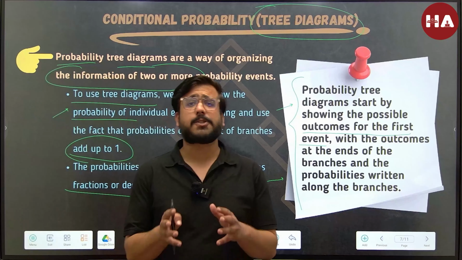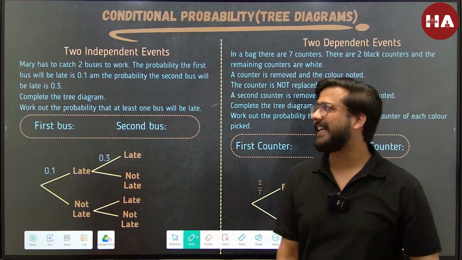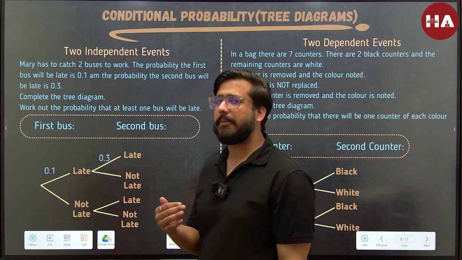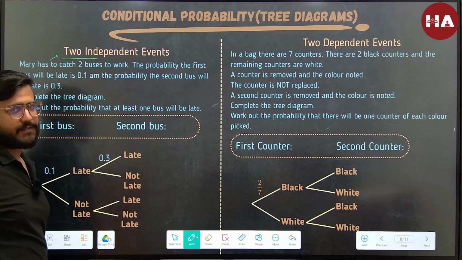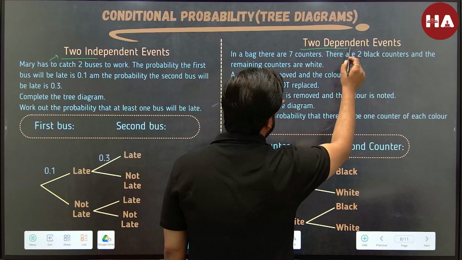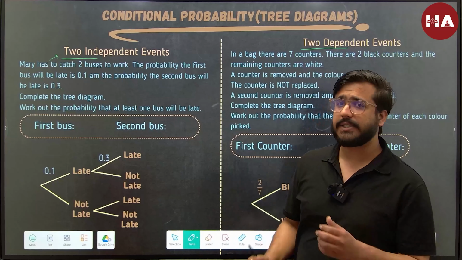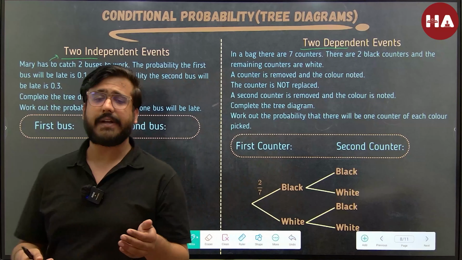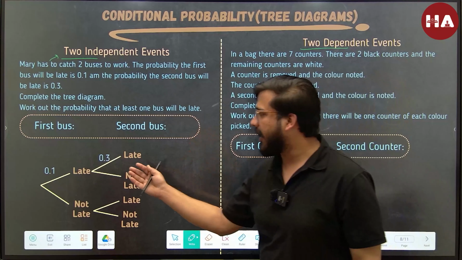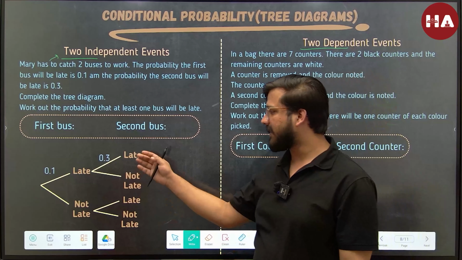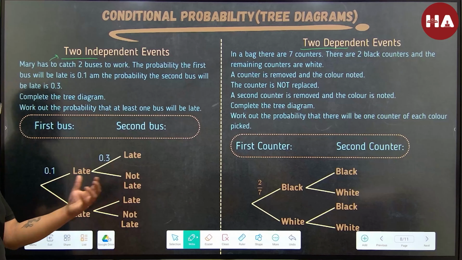Okay, now let's break down this tree into the branches and solve some questions for our understanding. In conditional probability, there are two types of events: independent events and dependent events. First we'll solve for independent events. In independent events, the probability of the second event is independent of the first event. So there is no dependency of the second event on the first event, and vice versa.